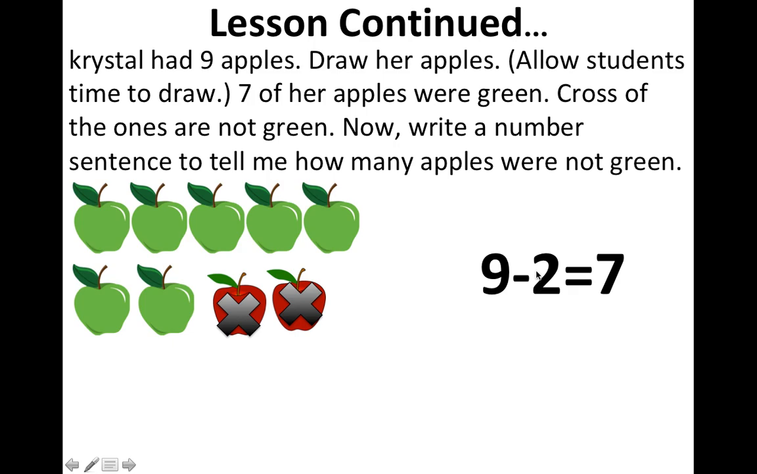So when we take away, we use a minus sign. And how many did we take away or cross off? We crossed off 2. And when we find the answer, we use an equal sign. So the answer that we are left with is 7. So there are 7 apples that are green.